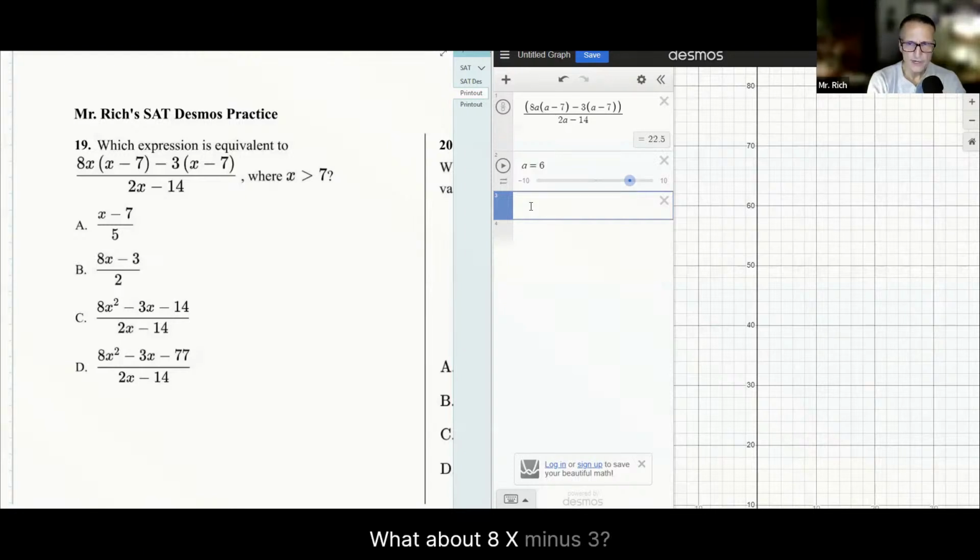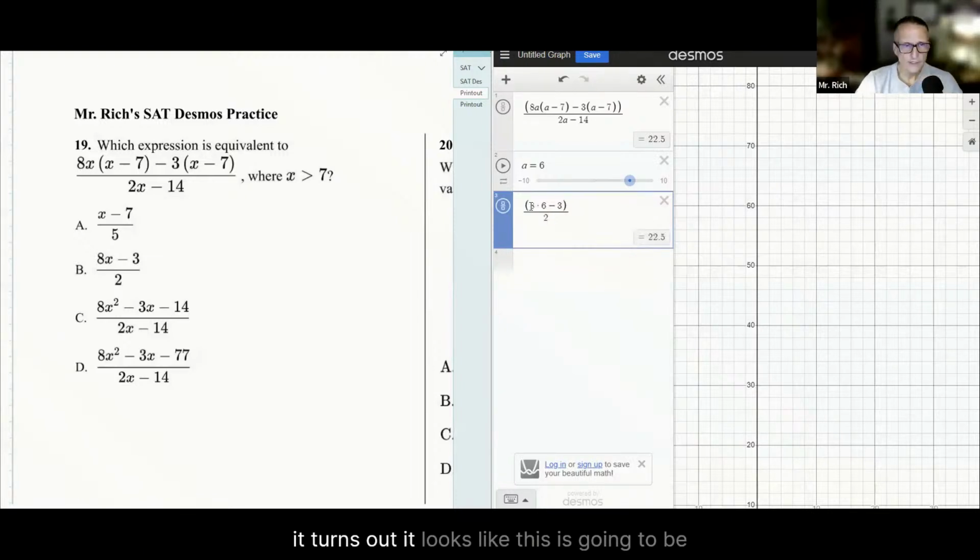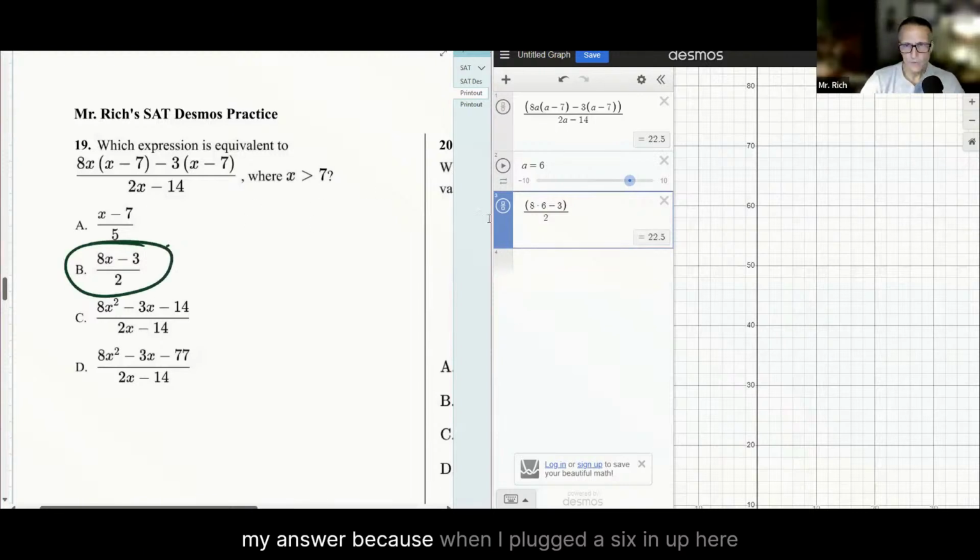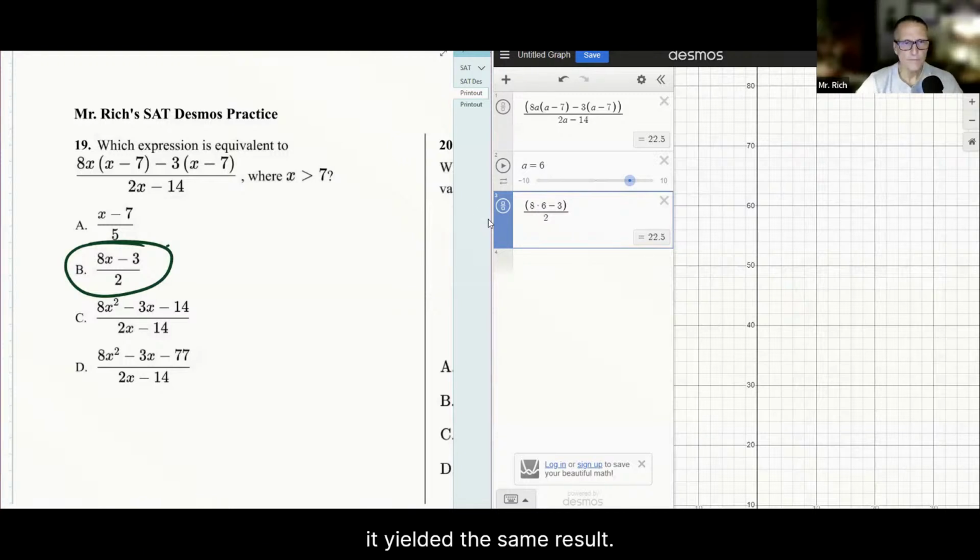What about 8x minus 3? What we'll do here is we'll do 8 times 6 minus 3 all over 2. Slash 2. 22.5. Okay, well, it turns out it looks like this is going to be my answer because when I plugged a 6 in up here and plugged a 6 into this, it yielded the same result.